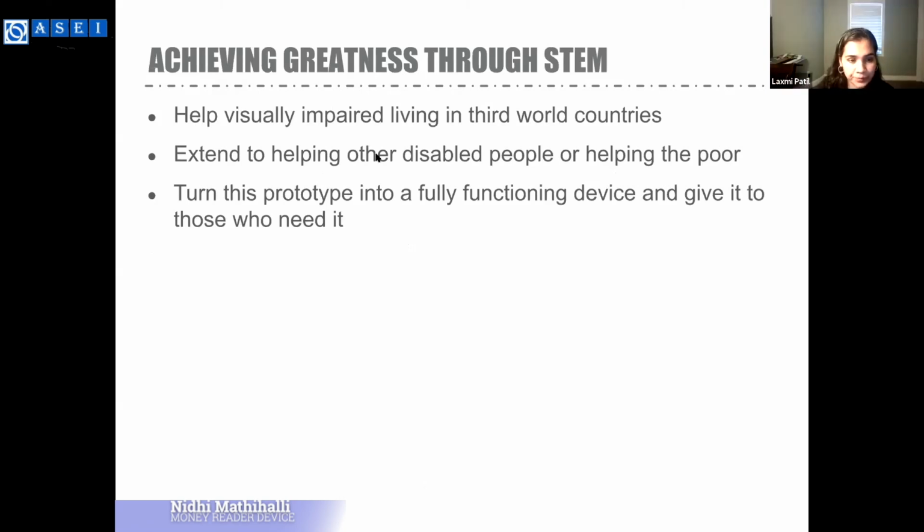Okay. So finally, my vision to achieve greatness through science and engineering is to create different devices that will help improve the lives of a visually impaired person living in a third world country. And using these skills that I have and will develop, I want to create different products that help communities. And as a first step, I would like to start by transforming this prototype into a fully functioning device and give it to those in need.